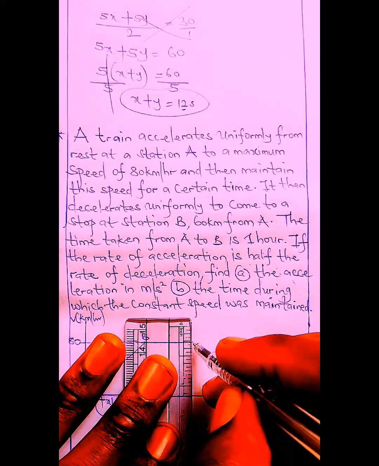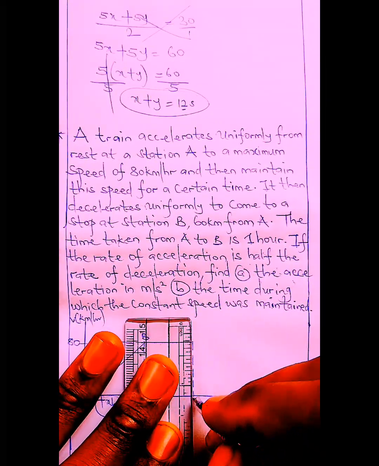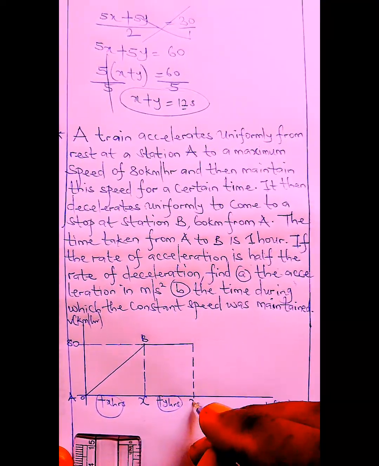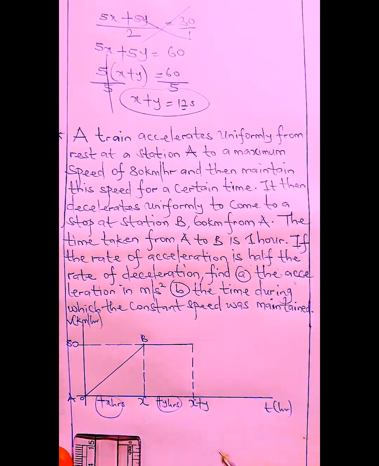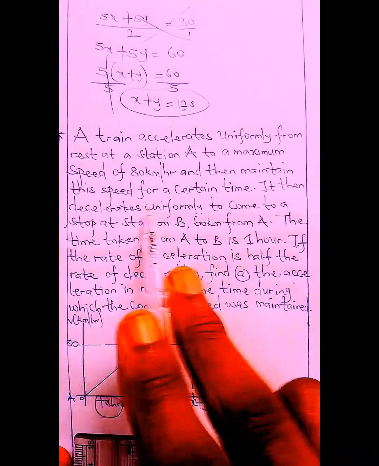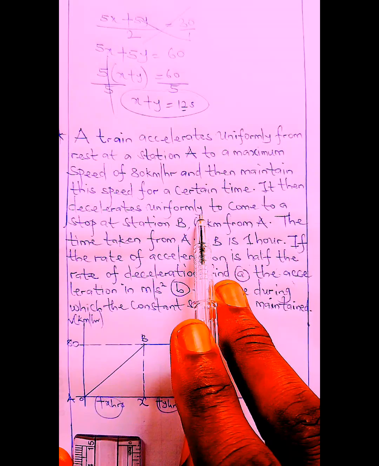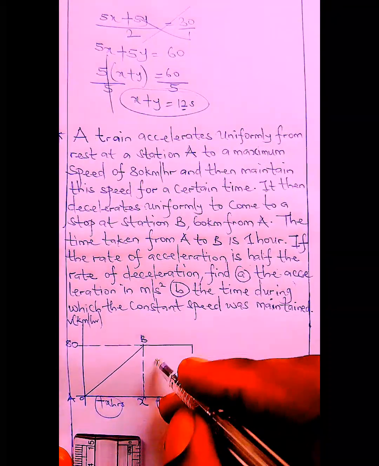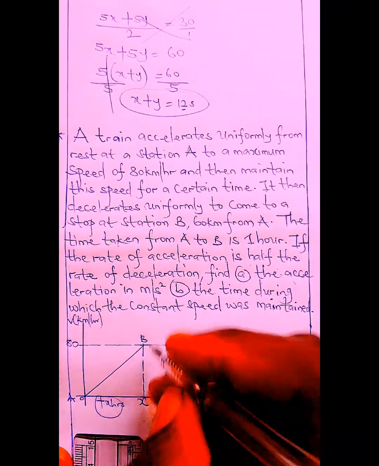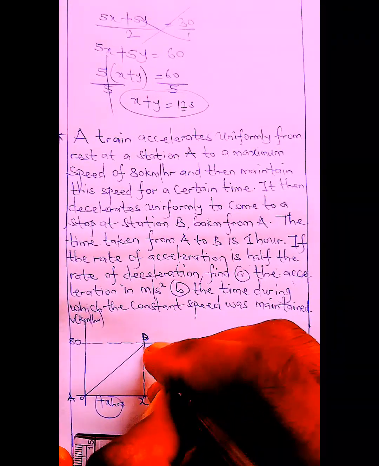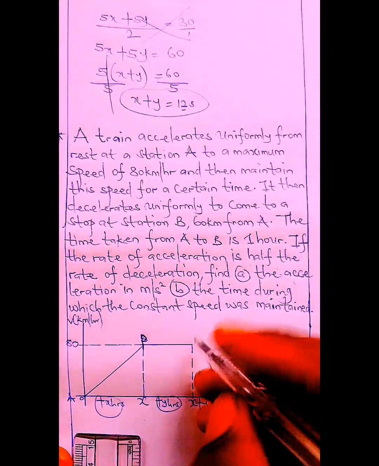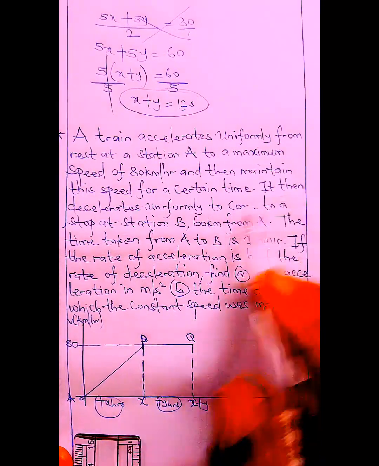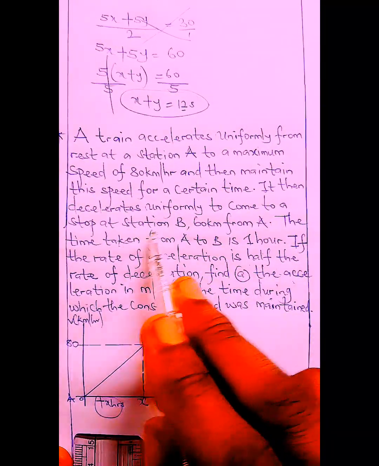We are not told how long it maintained the speed, so let's say it took another Y hours for the speed to be maintained. That's going to be X plus Y. It then decelerates uniformly to come to a stop at another station. Let's call this point P, from A to P, then P to Q, then it decelerates uniformly to come to a stop at station B.